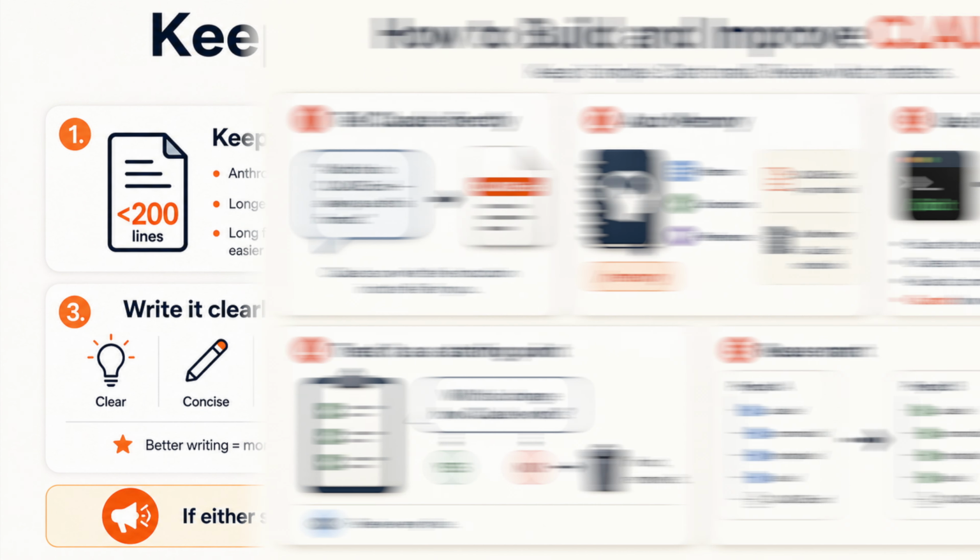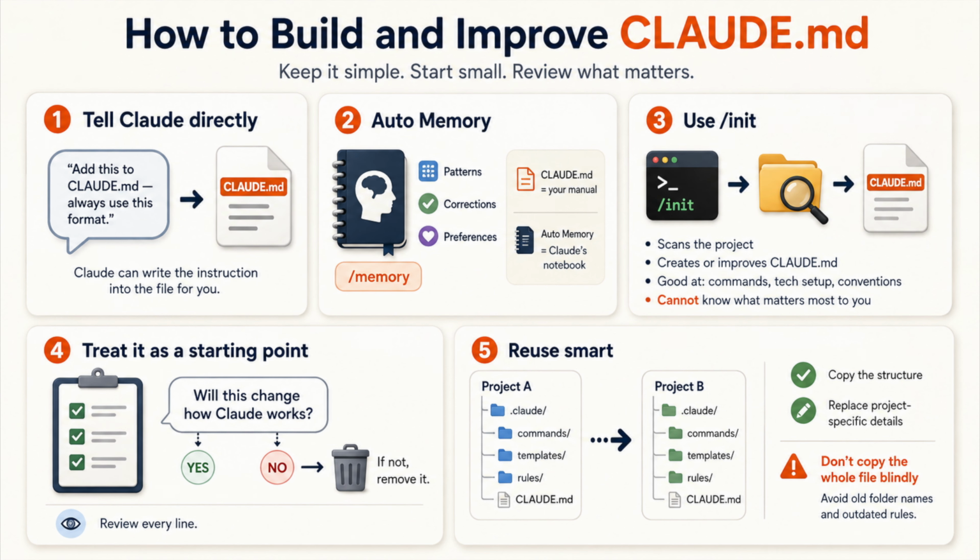Claude can write new instructions into the file for you. Claude Code also has a feature called auto memory. As you work, Claude can save notes about useful patterns, corrections, and preferences it discovers. It won't save everything, but over time it can build a useful notebook from the way you work. You can view or edit those notes by typing /memory. Your CLAUDE.md file is the manual you write on purpose. Auto memory is the notebook Claude keeps for itself.